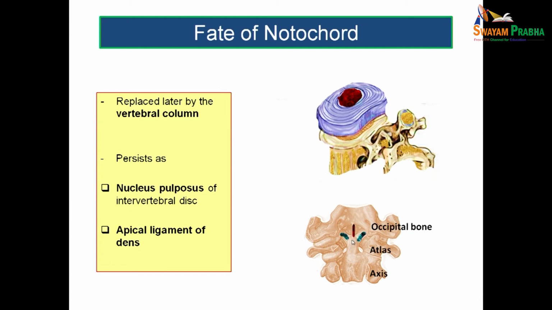When you trace the axis, you can see a ligament attached to the apex of the dens of the axis. That is known as the apical ligament of dens. So, along with the nucleus pulposus, the apical ligament of dens is also considered a remnant of the notochord.